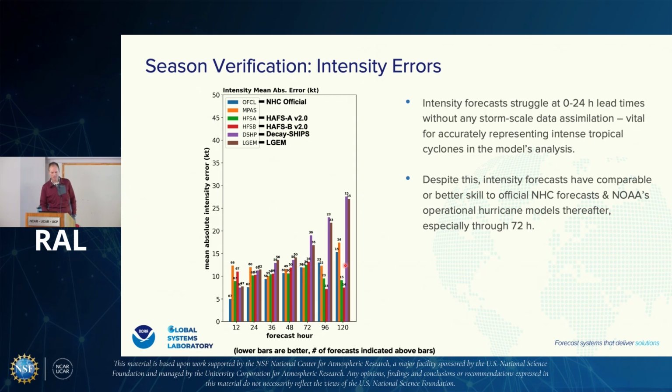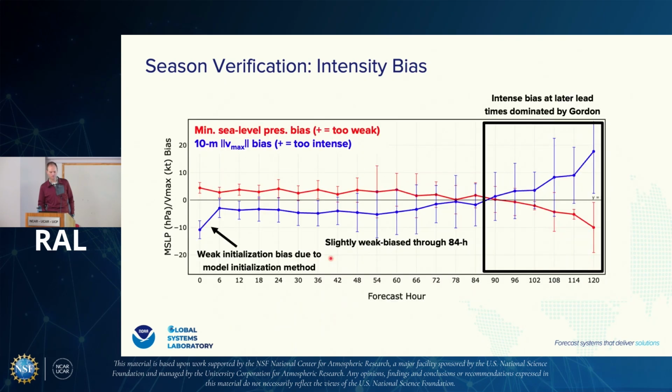Even out to 96 and 120 hours. Though the hurricane models half A and half B had really good seasons for these storms, we were still very close to the National Hurricane Center's official forecasts. Errors were somewhat larger. Again, those storms in the eastern and central North Atlantic, Gordon in particular, being challenging.